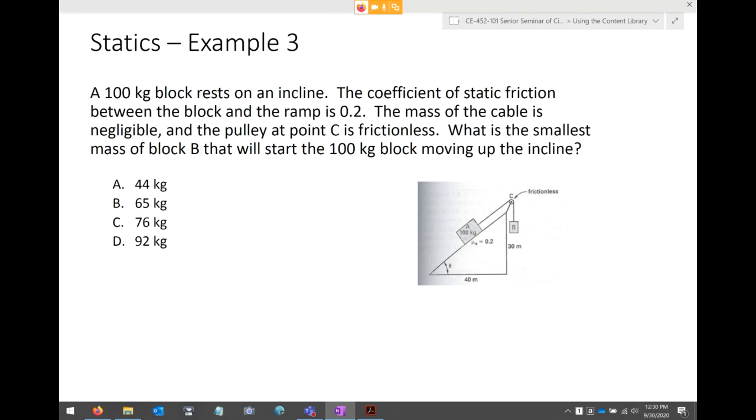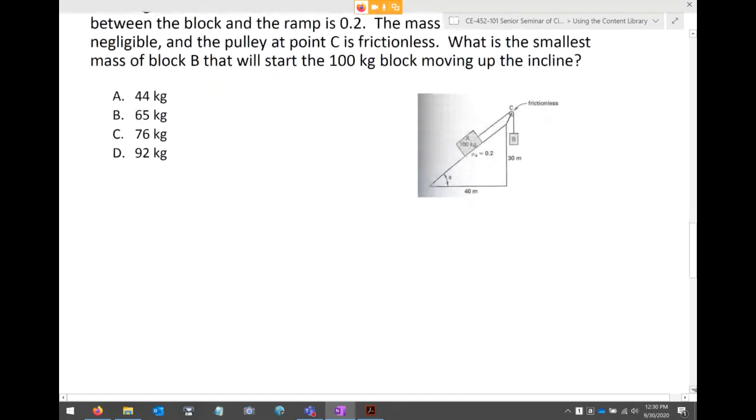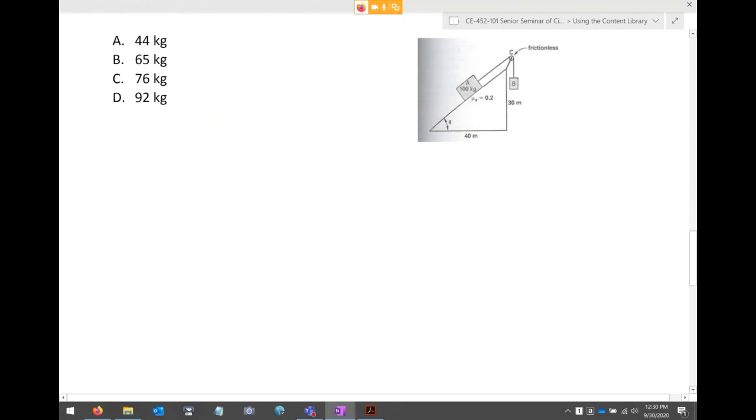Okay, so let's take this one step at a time. First thing we're going to need to do is draw a free body diagram of this, and we got to get pretty detailed in our free body diagram. Okay, so let's handle that. So here's our slope, and we have our box right here. So this is box A.